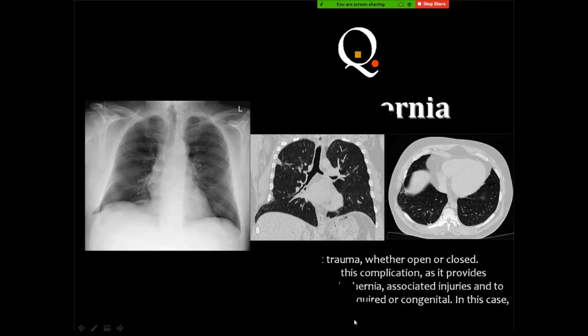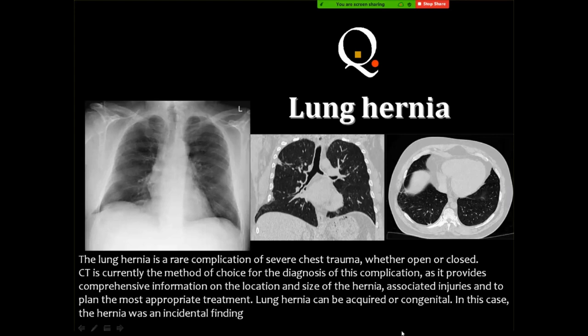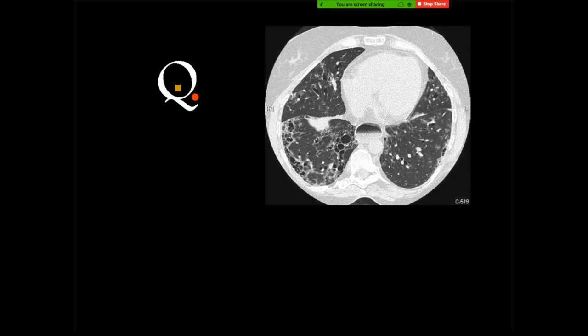Lung herniation. Very good. Lung herniation. And you see this part of the lung, which is outside the thoracic cavity, and by the CT scan, it is well appreciated. And this is lung herniation. You know that lung herniation can be idiopathic or an incidental finding and can also be secondary to trauma.